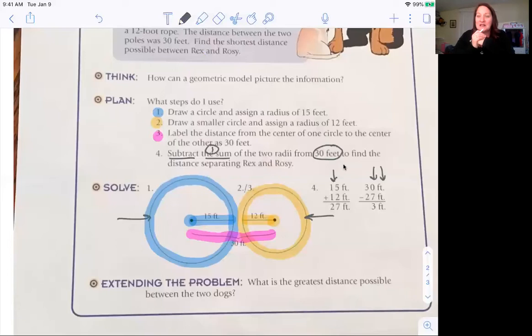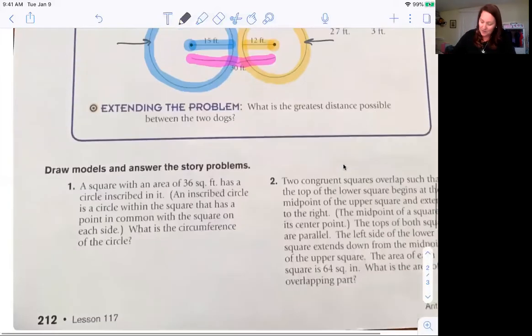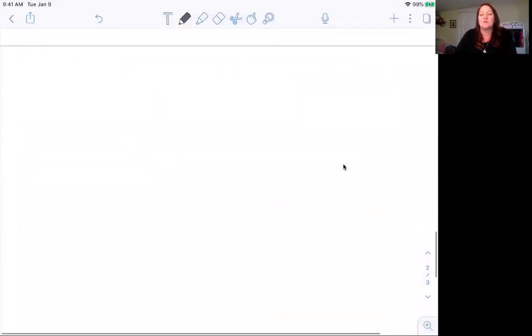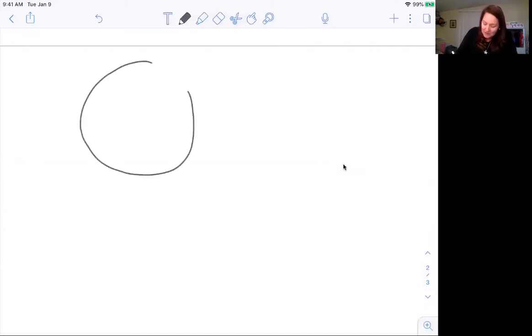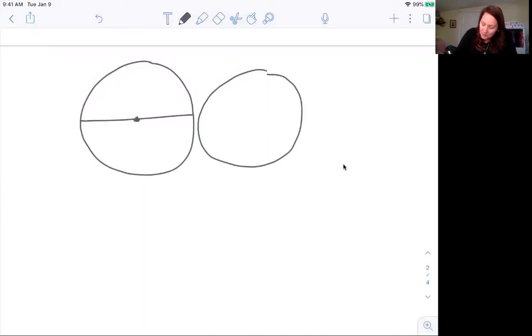Oh, let's look at extending the problem. It says, what is the greatest possible distance between the two dogs? Let's figure that out. Okay, I would like you to go to a scratch piece of paper. Always have that handy when you're working on math, okay? And I would like you to draw a bigger circle with a diameter in it. We'll get to labeling it in a minute. And next to that, I want you to draw a smaller circle with a diameter.